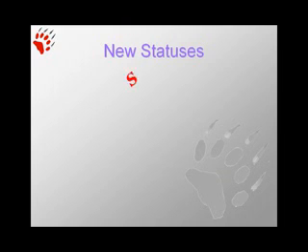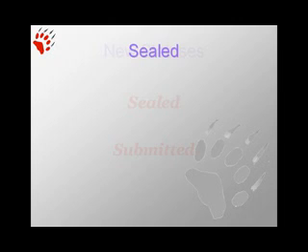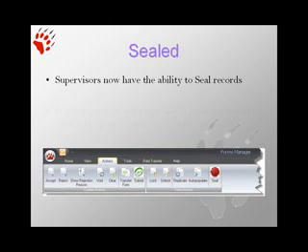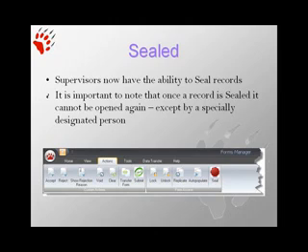Now, our new statuses. We have two new statuses available to you. The first one is sealed, and the second one is submitted. Sealed status: supervisors will now have the ability to seal any form at any point in the process. If a form is sealed, users cannot print it, view it, or open it. There's nothing they can do to it, and it can't be unsealed except by a designated person. Somebody in your agency will be designated to unseal records.